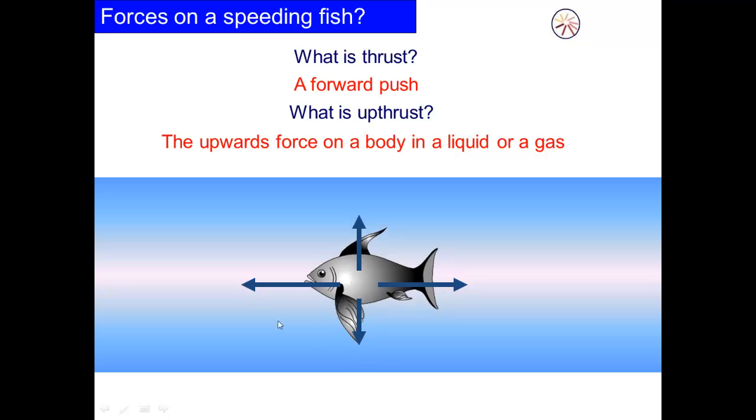Let's draw all the forces, but notice that the vertical forces are both the same size, so they're balanced. The horizontal forces, in other words the friction and the thrust, are the same size as well. So it will either be still or at a constant velocity. But we must label these forces: up thrust, friction, thrust, and the weight always goes downwards.